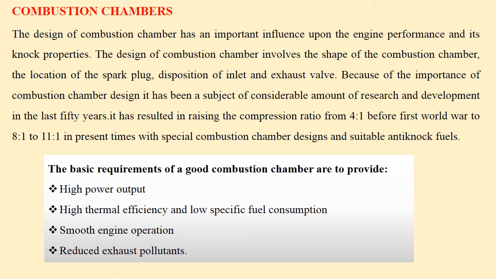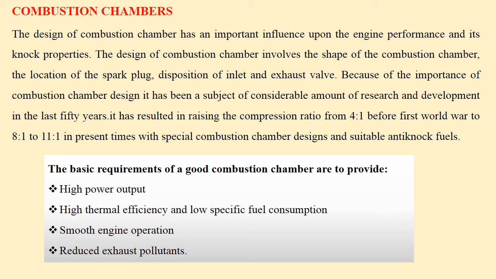Because of the importance of combustion chamber design, it has been subject to a considerable amount of research and development. It is very important because it highly influences engine performance and knocking. In the last 50 years, much research has been done in this area, and because of that the compression ratio for SI engines has risen from 4:1 to 11:1. In earlier days SI engines had a low compression ratio of 4:1, but as research and development progressed, it became possible to use SI engines with higher compression ratios, from 8:1 to 11:1. In present times such combustion chamber designs are available.